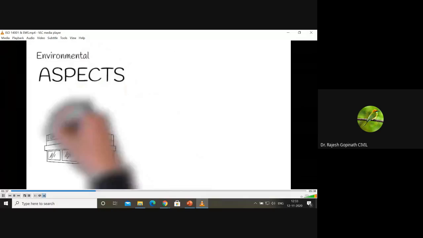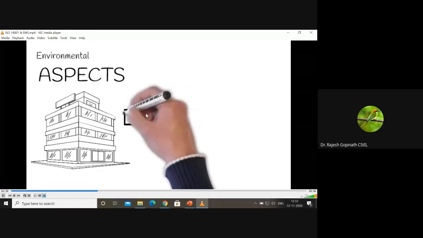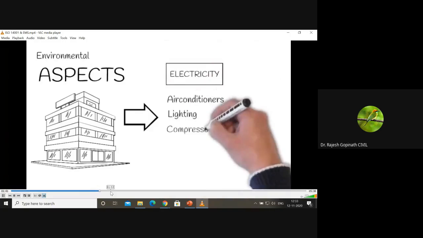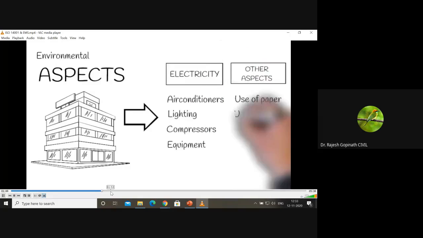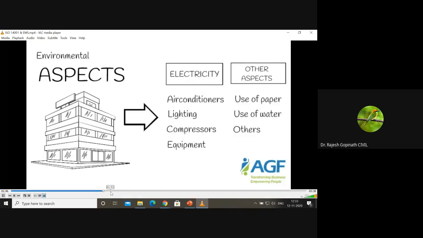These can then be split into subcategories of electricity, air conditioners, lighting, compressors, equipment, and others.